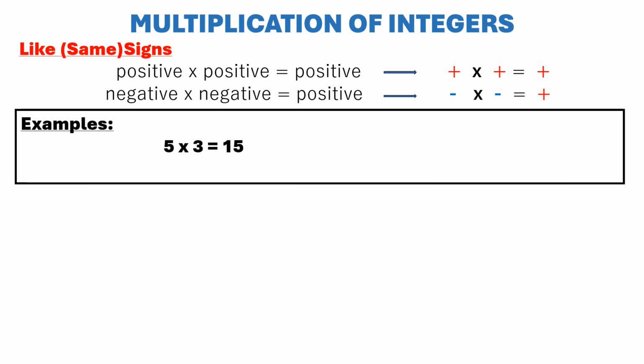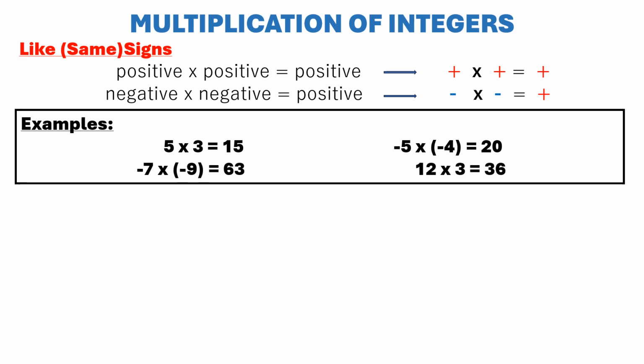Let's say we have positive 5 times positive 3. They are both positive. The answer is positive, which is 15. So 5 times 3 is equal to 15. When we multiply two negative numbers, negative 5 times negative 4, negative times negative, the answer is positive. So 5 times 4 is 20. Therefore, it's positive 20.